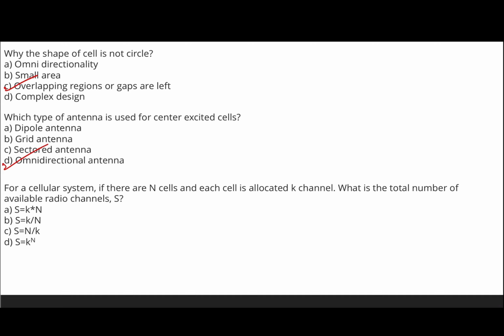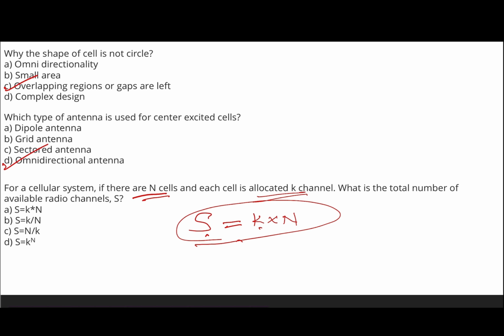In the question, they have given that for a particular cellular system, there are n cells and each cell is allocated k channels. So, the total number of radio channels available is S is equal to k into n, where k is the number of channels allocated per cell and n is the number of cells. So, the answer is option A.